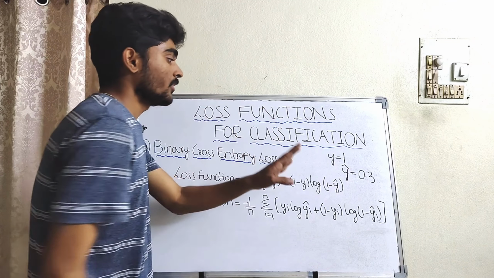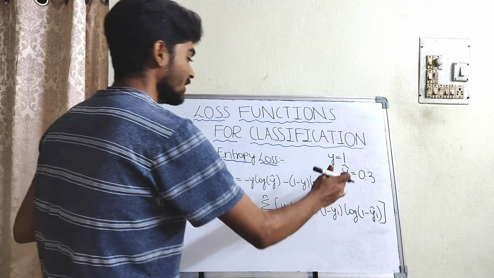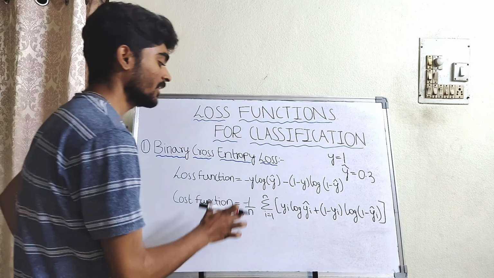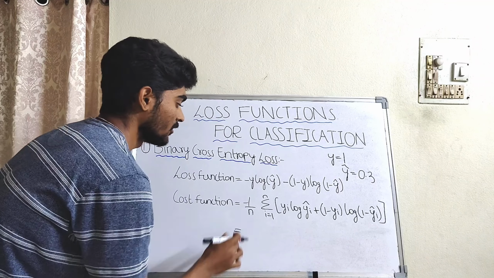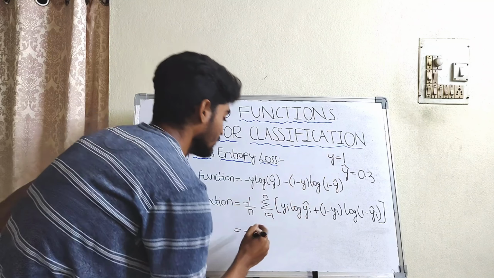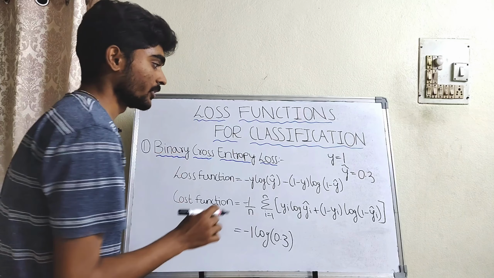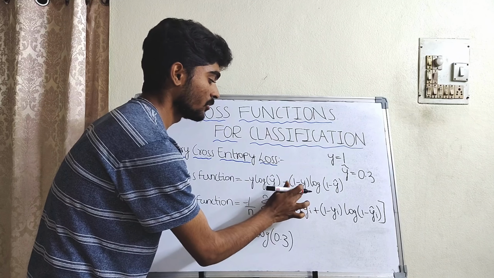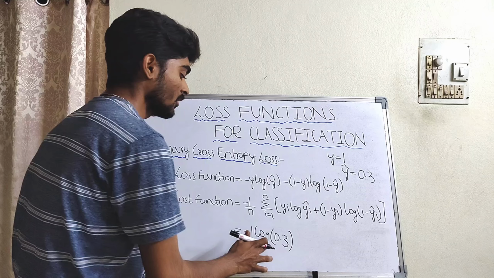Now what we need to do is substitute y equal to 1 and y hat equal to 0.3 in our loss function. When you substitute, it becomes minus 1 times log of 0.3. In the second term, when you substitute y equal to 1, 1 minus y becomes 0, so the entire term becomes 0. So the leftover term is minus 1 log of 0.3.